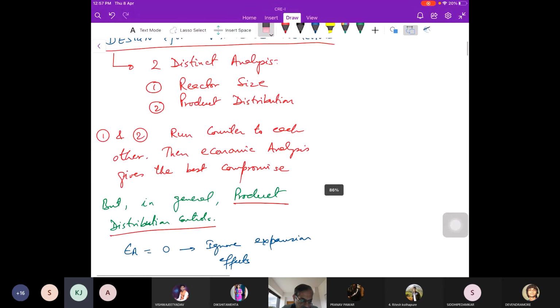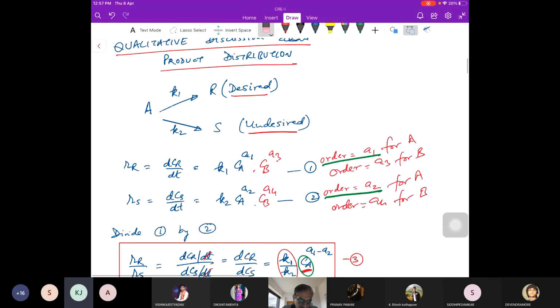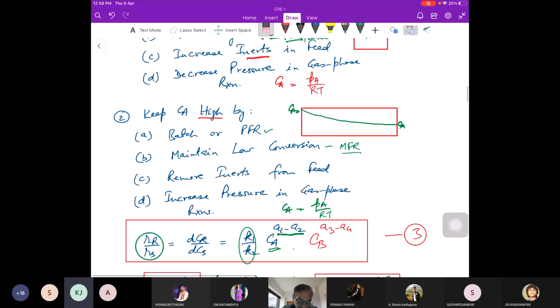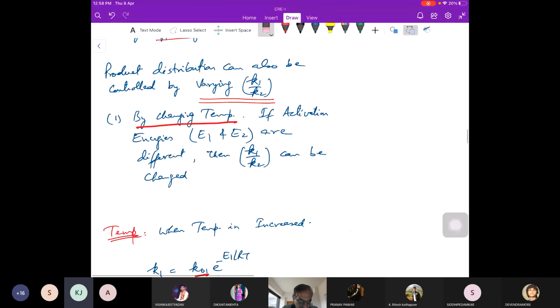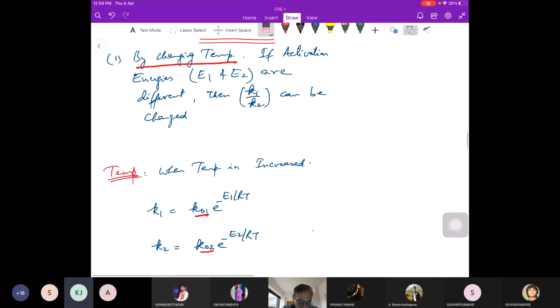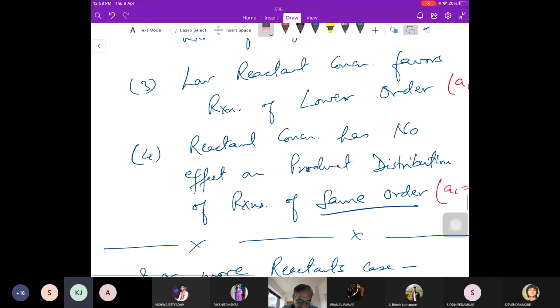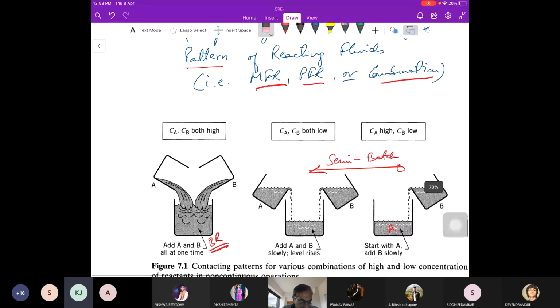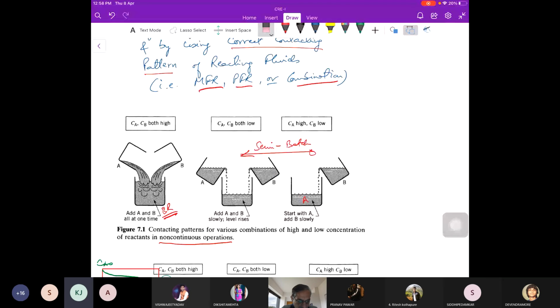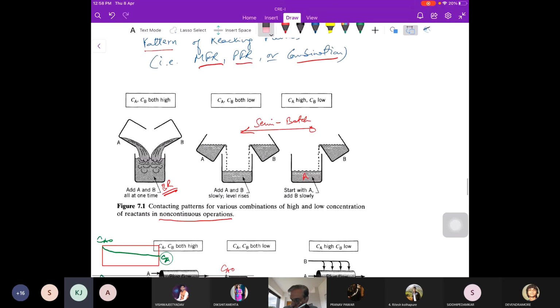Okay, so that's what we are saying, that if there are two reactants, in that case how do we achieve the desired concentration of reactants in the reactor, right? We were seeing that if it is a batch reactor, how can we get high A and high B, how can we do it if both are required low, or one high and one low. All these situations can arise based on the order of reaction with respect to A and B.